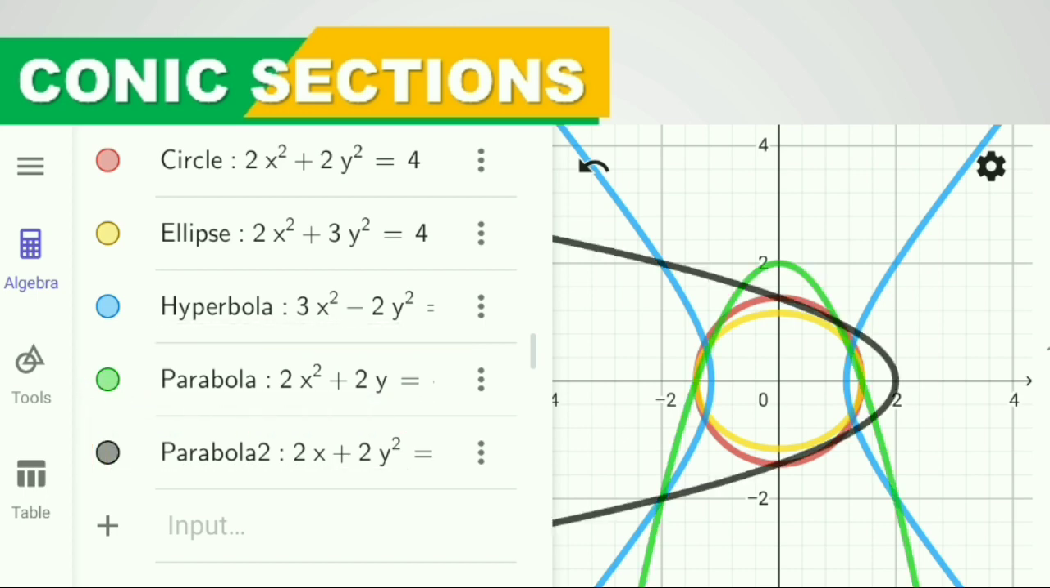So that's just it. That is just how to easily recognize the differences among the equations of the four conic sections.